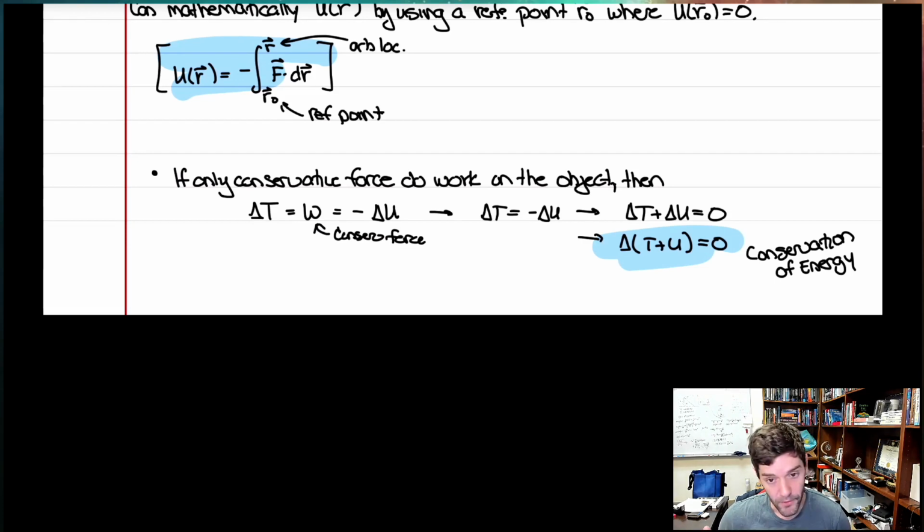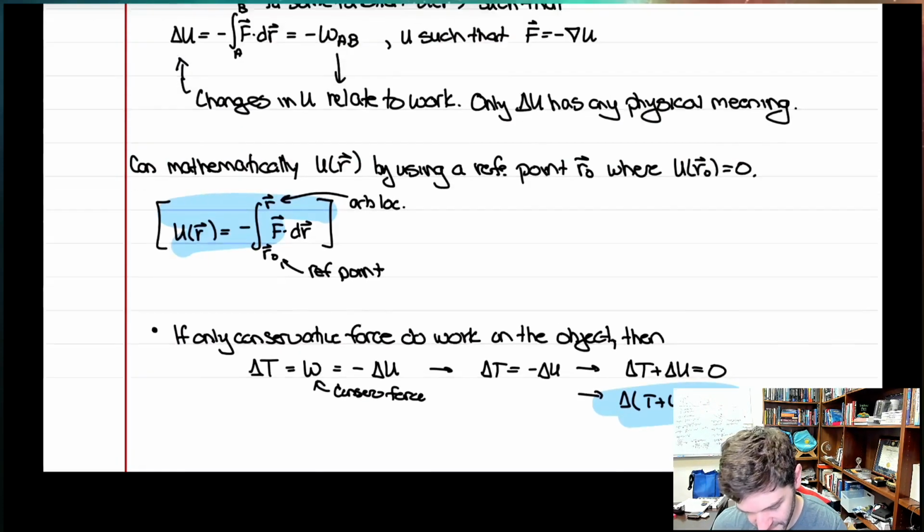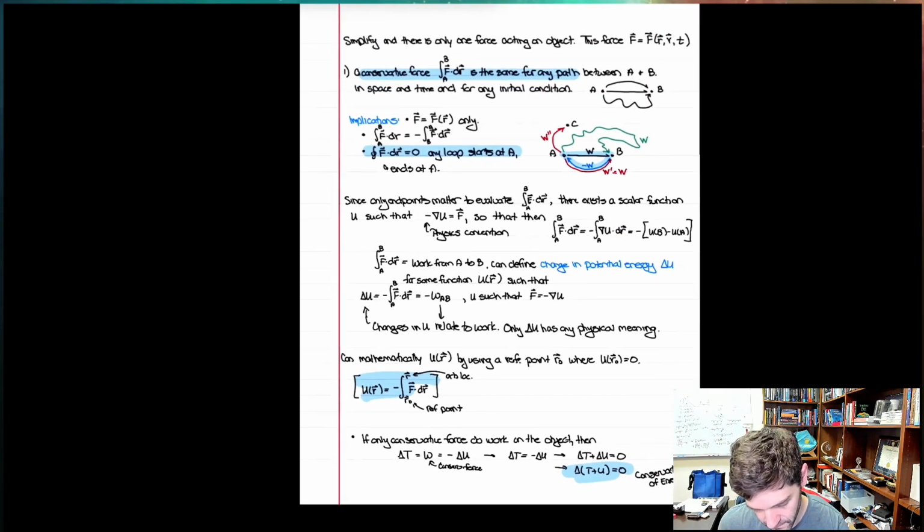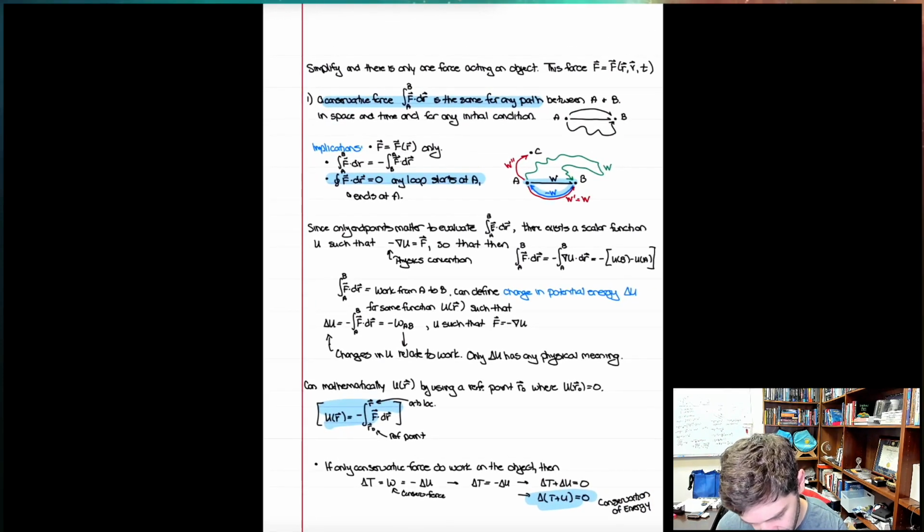There's actually one more result from this. So we've started from this idea of defining a conservative force as being path independent. That means it's zero for loops. That means there's a potential energy function we can define. And that means if there are only conservative forces acting on the object, you have this statement of conservation of energy.